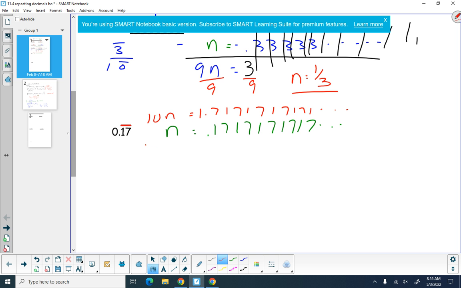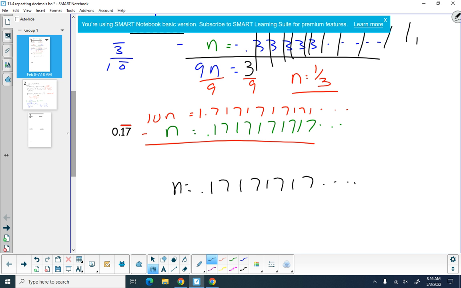The problem we run into is when we would subtract here, do all those infinite decimals cancel out? No, they don't. I have 7 minus 1, I have 1 minus 7, I have 7 minus 1, so they don't cancel out. So following that same method of madness does not quite work. So multiplying by 10 doesn't work.